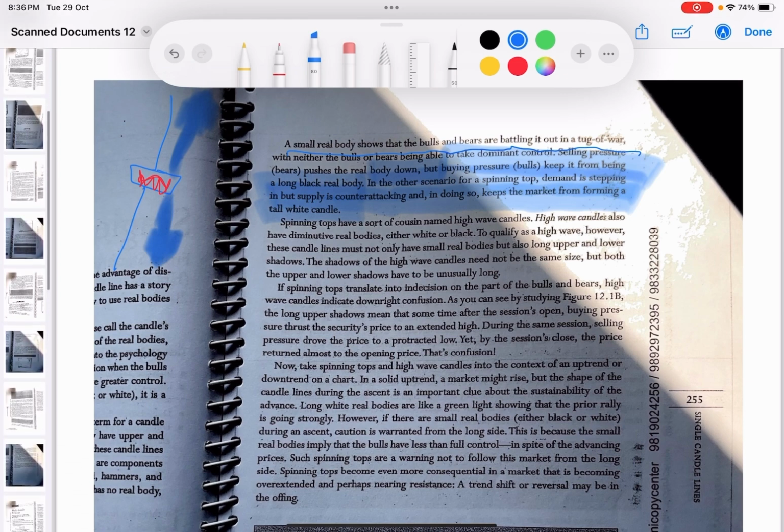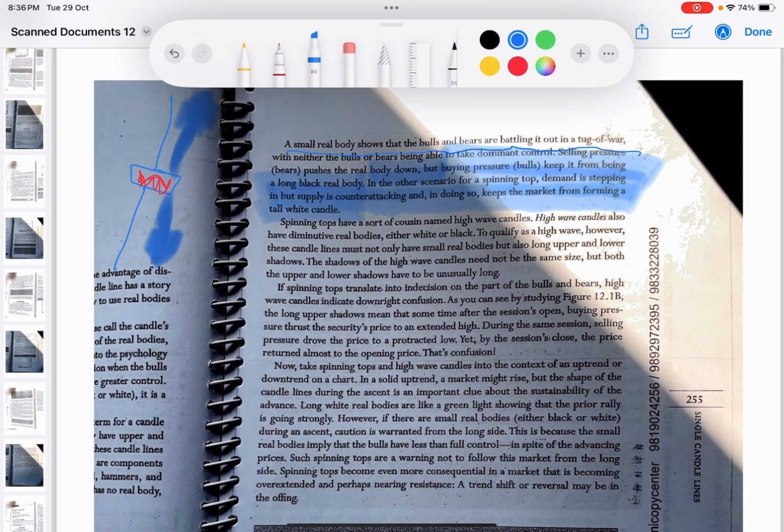Spinning tops have a sort of cousin named high wave candles. High wave candles also have diminutive real bodies, either white or black. To qualify as a high wave, however, these candle lines must not only have small real bodies but also long upper and lower shadows. The shadows of the high wave candles need not be the same size, but both shadows have to be unusually long. If spinning tops translate into indecision on the part of the bulls and bears, high wave candles indicate downright confusion.